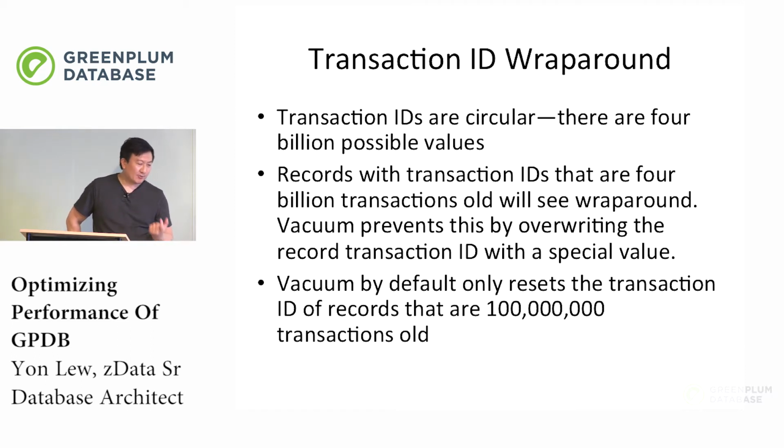So vacuum actually addresses this by overriding the record's transaction ID with a special value, right? The so-called frozen transaction ID. But it's essential to remember that if you vacuum a table, it doesn't actually reset all the transaction IDs of all the records in that table, right? It defaults to only overriding the transaction ID for records that are older than 100 million transactions old.